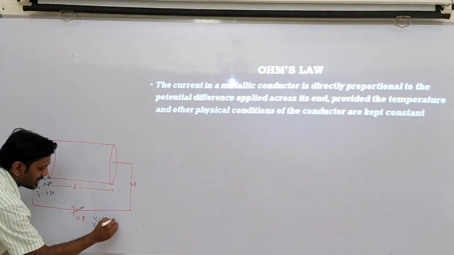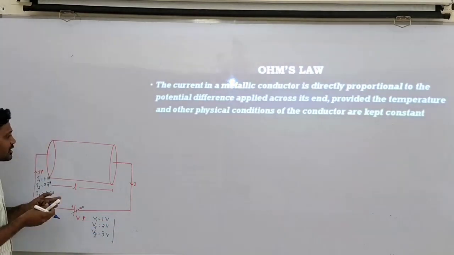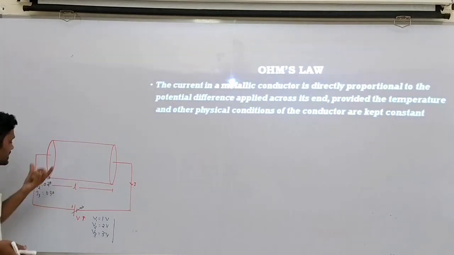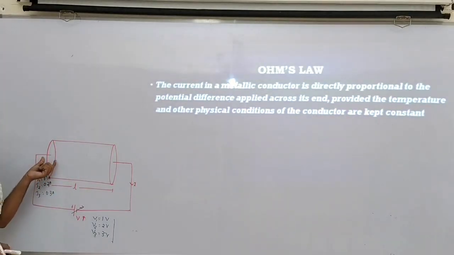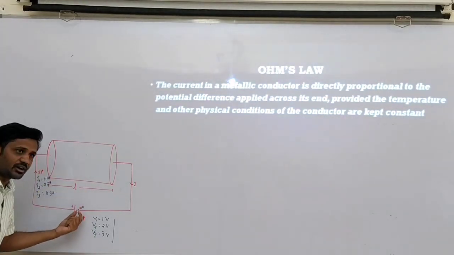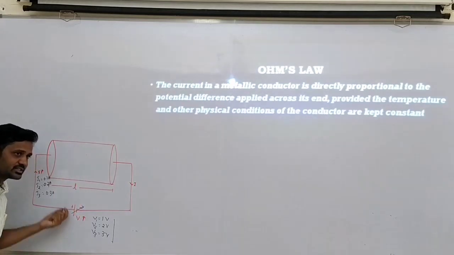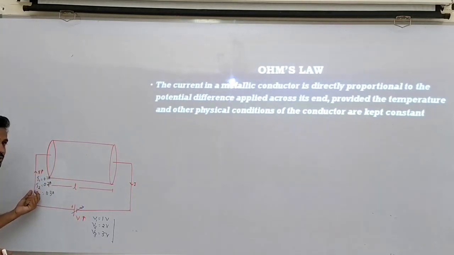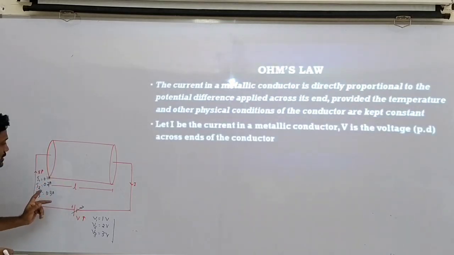Similarly, when the potential difference applied across the conductor increases, the current through the conductor also increases. Both are directly proportional to each other. If the potential difference applied across the conductor is decreased, the current through the conductor also decreases. Both are directly proportional to each other.